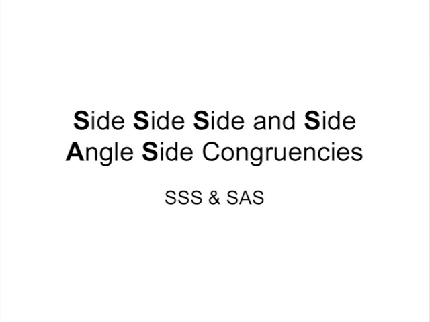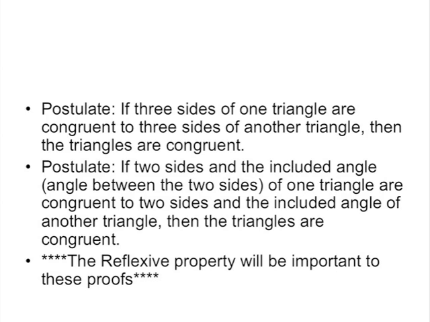by their first letters. These are both postulates, which means that we can't prove them, we just accept them. So the first postulate says if three sides of one triangle are congruent to three sides of another triangle, then those triangles are congruent. And that's our side, side, side. That we're matching three sides in one and three sides in the other. And that means that the whole triangles are congruent, which means that really the angles are too, even though we weren't given any information about the angles.